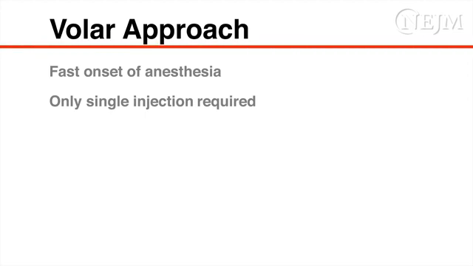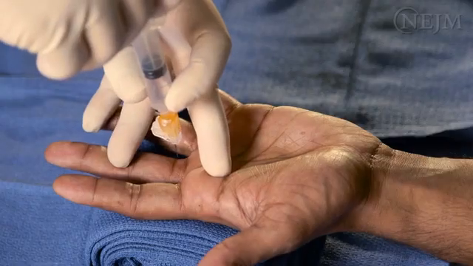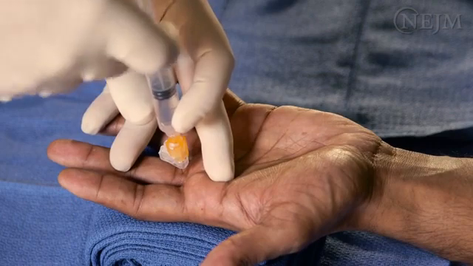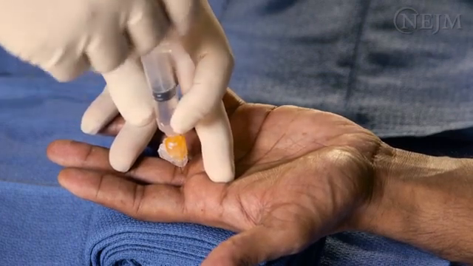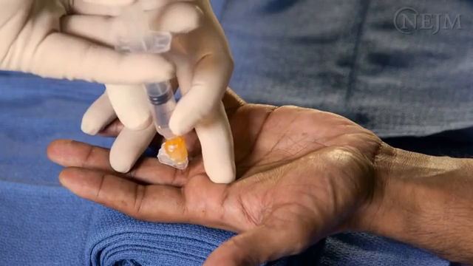Recently, the volar approach to digital nerve blockade has been discussed as an alternative to the traditional digital nerve block. Advantages of this technique include fast onset of reliable anesthesia with only a single injection. Examine the palmar surface of the hand and identify the crease where the digit meets the palm. Insert a 25 or 27 gauge safety needle into the midpoint of this crease. Aspirate, then inject 3 cc's of local anesthetic subcutaneously. In this process, the anesthetic is distributed to all 4 nerves from the one injection.